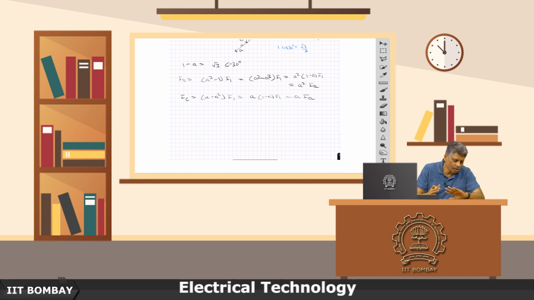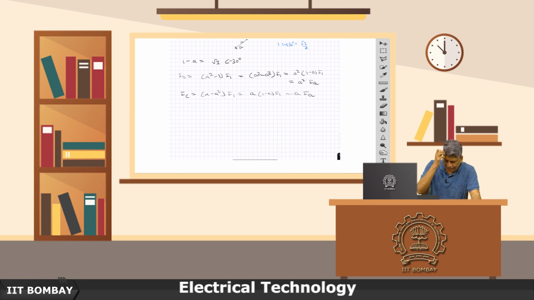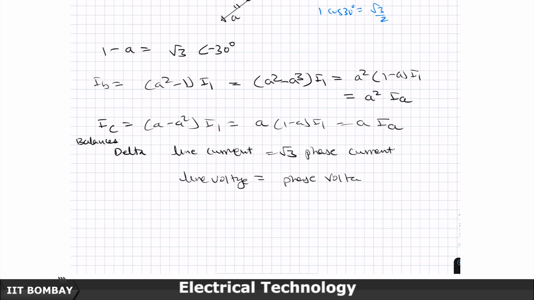Now, let us try to assimilate our understanding. In the delta circuit, line current is balanced, of course, this is all for balanced thing, is root 3 times the phase current, and the line voltage is same as phase voltage.